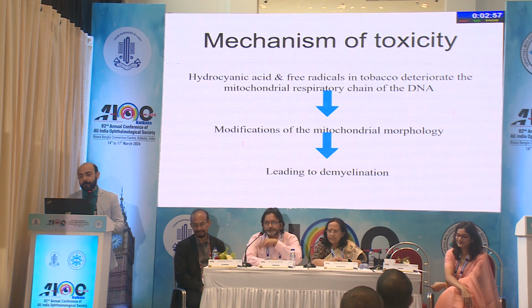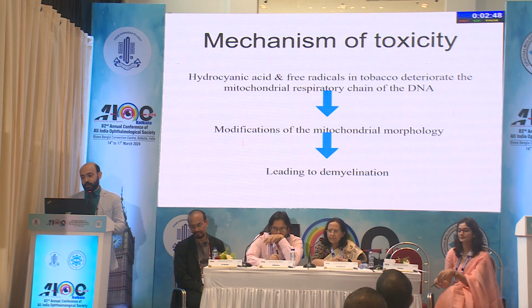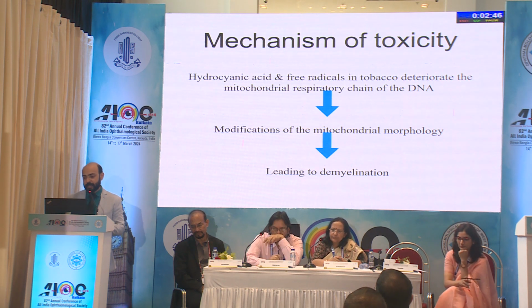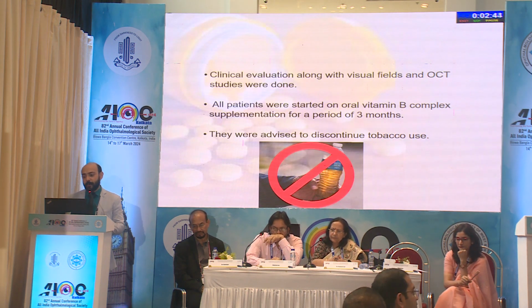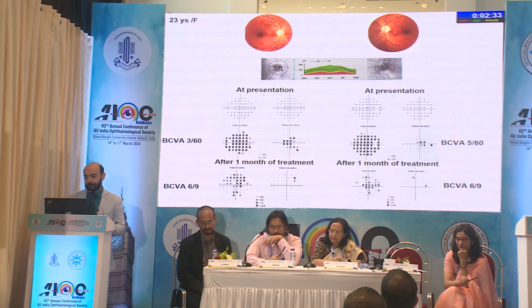So what is the mechanism of toxicity? Hydrocyanic acid and free radicals in tobacco deteriorate the mitochondrial respiratory chain of the DNA. This causes modifications of the mitochondrial morphology. This leads to demyelination. Now, clinical evaluation along with visual field and OCT studies were done, and all patients were started on oral vitamin B complex supplementation for a period of 3 months, and they were advised to discontinue the tobacco water.